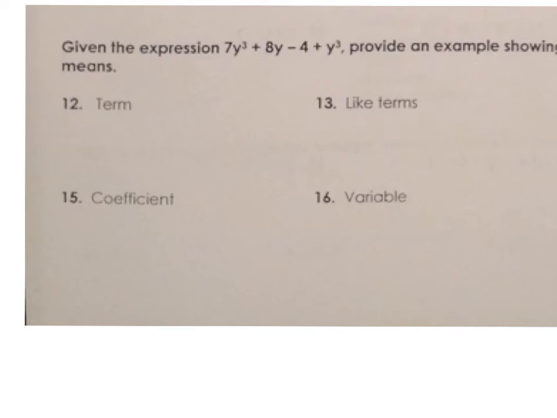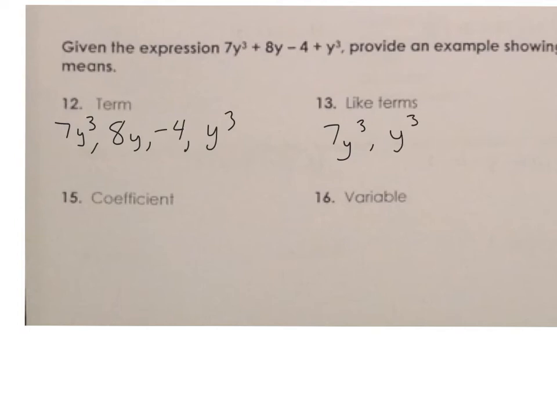Number 12, we're talking about the terms. And so to list all the terms, you would have 7y to the third, you would have 8y, you would have a negative 4, and you would have y to the third. The like terms, things that you could combine, you'd have 7y to the third along with y to the third. Those are the only like terms.